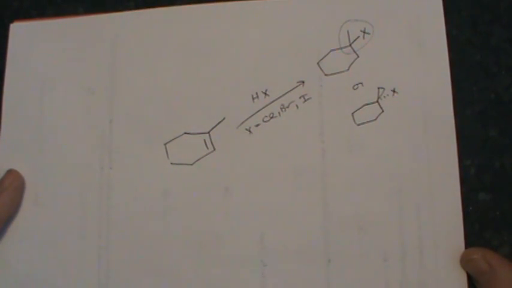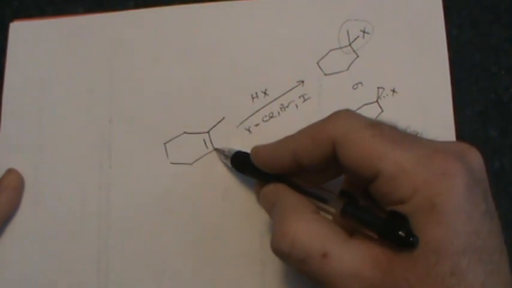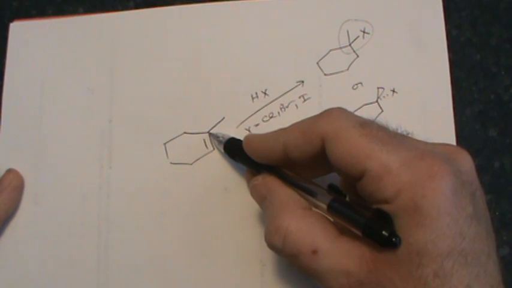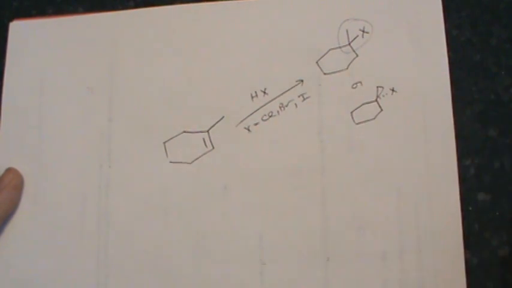So that is our Markovnikov hydrohalogenation. Protonation would occur at the less substituted carbon to give the more highly substituted, more stable carbocation intermediate, and that's where the nucleophile adds.